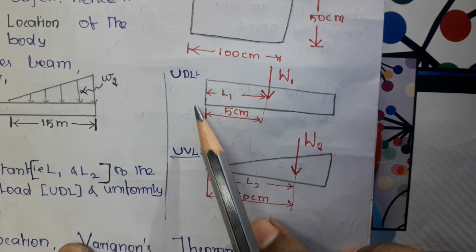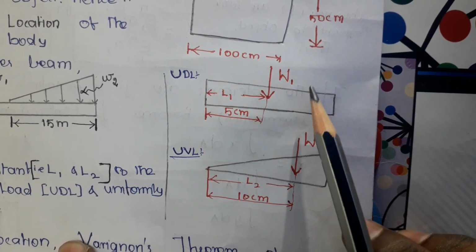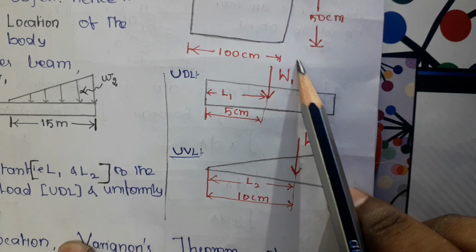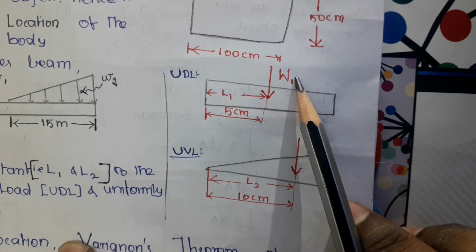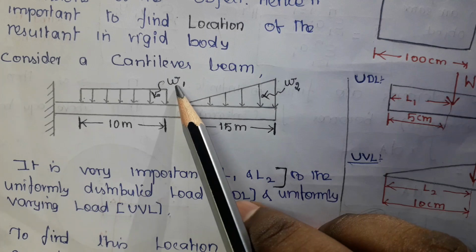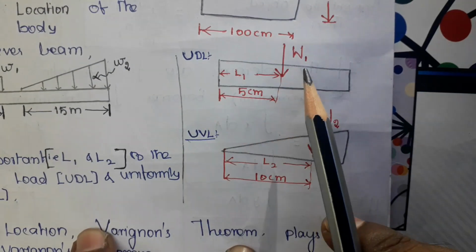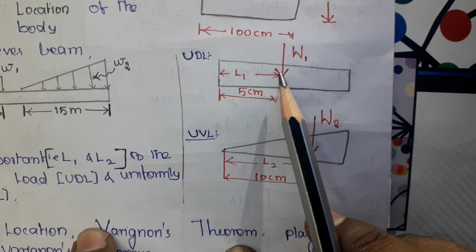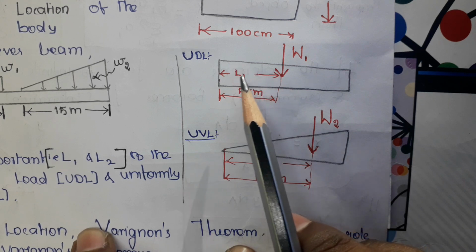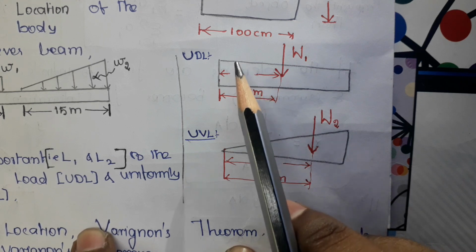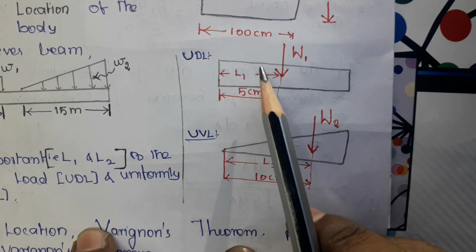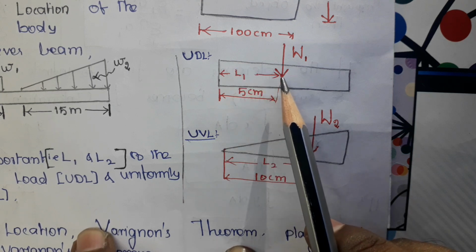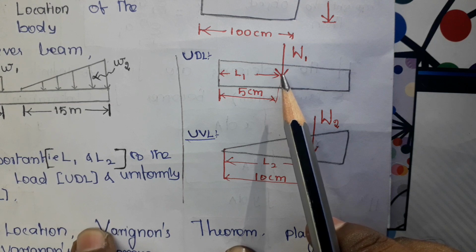So this is the UDL. Here I have converted it into a point load. The value of W1 is equal to this small w1 into 10 meters. Now this point load should be located at a place. This is the place I have located, and this is referred from the distance L1. Here L1 I call the location. You see that this is the point we normally call the centroid. So centroid is an important thing in a rigid body.